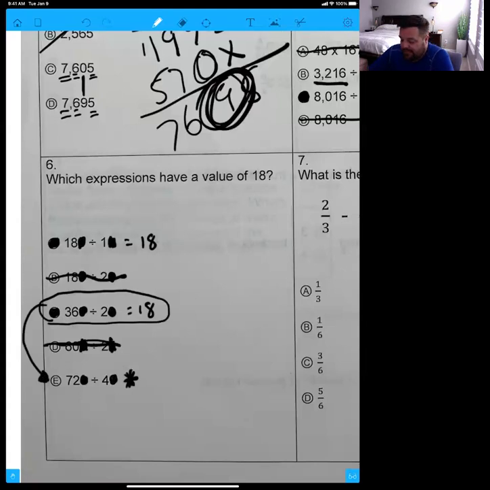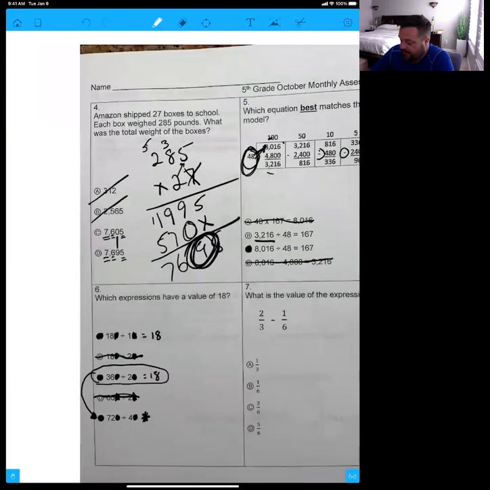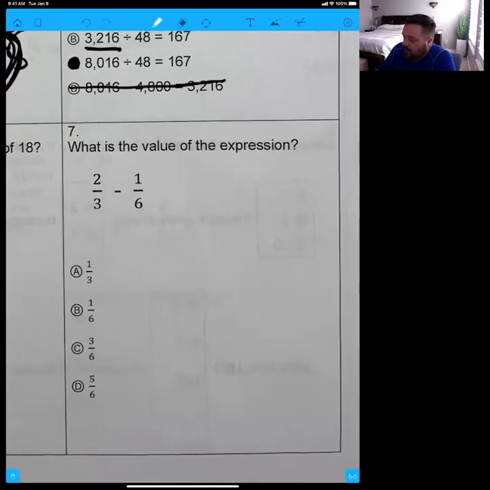But remember, once again, if you don't take your time and rule out each one and you just pick 2, you'll miss the whole thing. So you got to go slow. All right. What is the value of this expression? So for number 7, pause the video and do it.